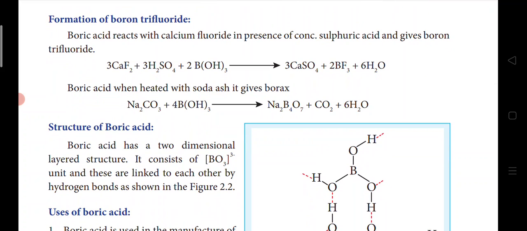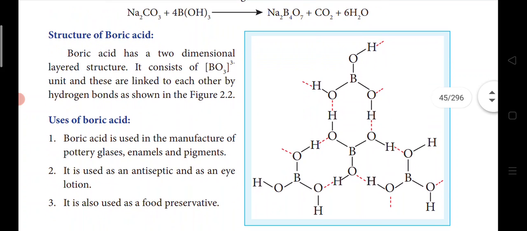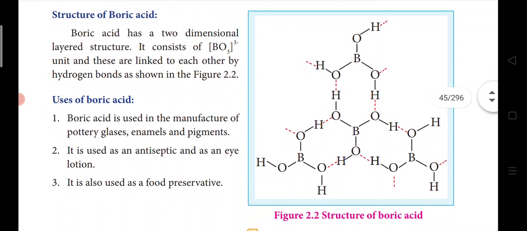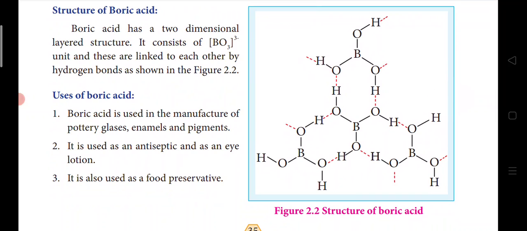Boric acid when heated with soda ash, which is nothing but sodium carbonate, gives sodium metaborate. Structure: boric acid has a two-dimensional, layered structure. It consists of BO3 3 minus units linked to each other by hydrogen bonds. You see here, these red colored dotted lines are hydrogen bonds. Each BO3 3 minus unit is linked by a hydrogen bond. They will ask this structure in 2 marks, and uses also they will ask.